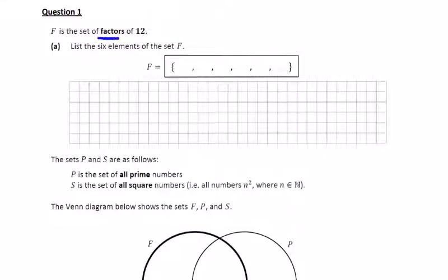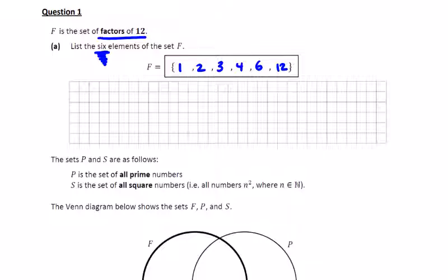F is the set of factors of 12. List the 6 elements of F. We're given the information here. What are factors? They multiply to give 12. 1 by 12, 2 by 6, 3 by 4. And you can write them in any order, but let's try and be neat and tidy about the order.